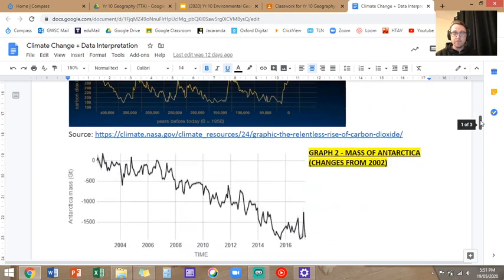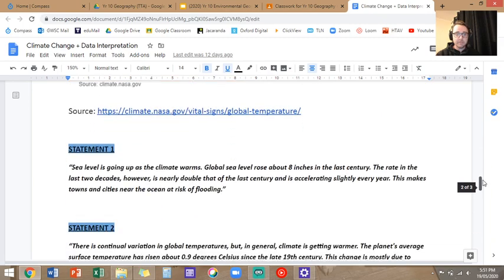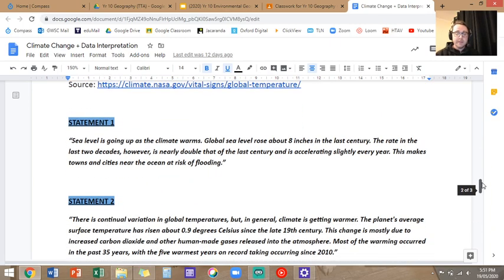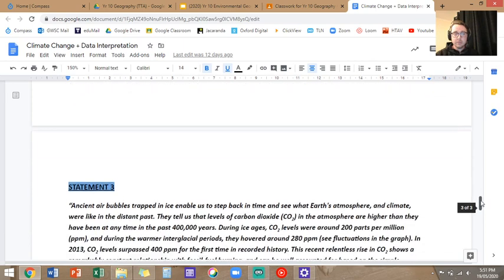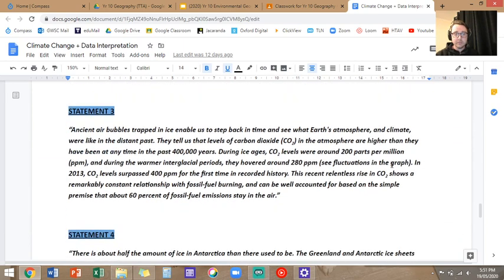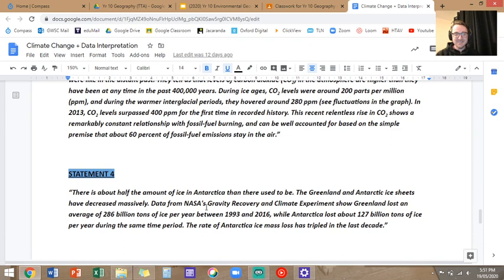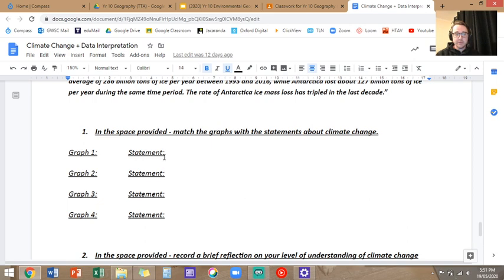So what you would then do is read through these 4 statements, see if you can find one that describes that graph. So this one's talking about sea levels. That's not really the focus of that previous graph. I'm going to ignore that. This one's talking about temperature. We're getting a bit closer, but I'm not sure. This one's talking about, well, you can read that. And this one's talking about the ice levels. So yeah, you just have to match it down here. So in the space provided, match the graphs with these statements about climate change. So graph 1 is obviously referring to the CO2 statement. Cool, cool.